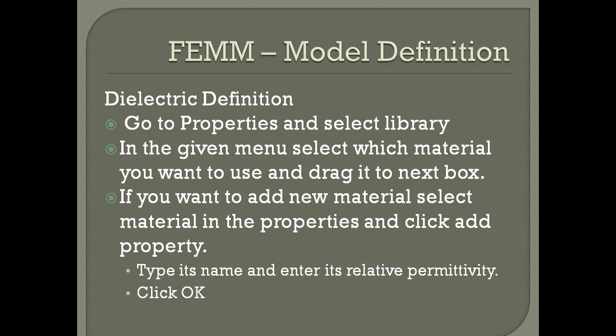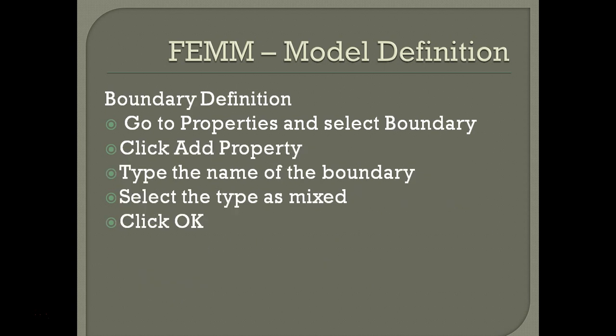And if you want to add your own new material, go to the properties. So in which click the materials. So again click add property. So where you have to type the name of the new material and its relative permittivity, otherwise called dielectric constant. So once it is defined, click OK. That's over. And this is about the boundary.